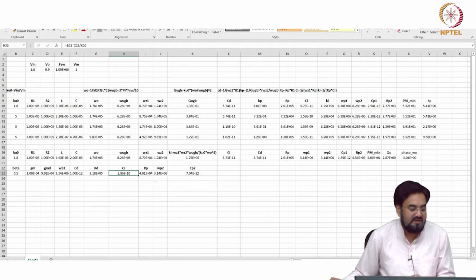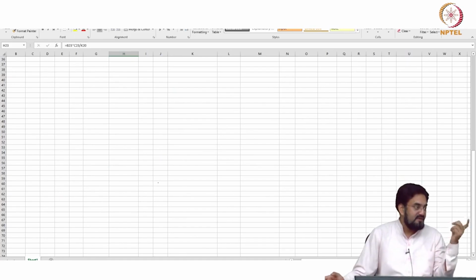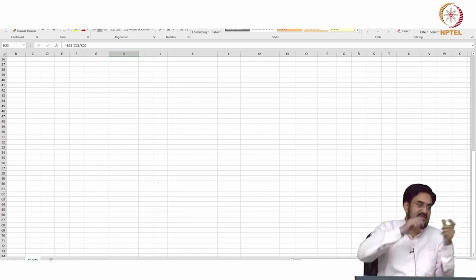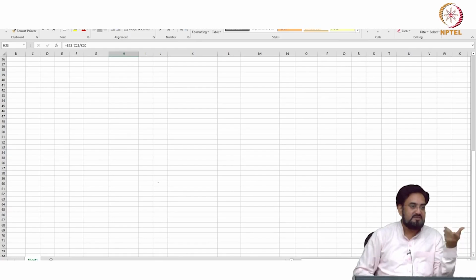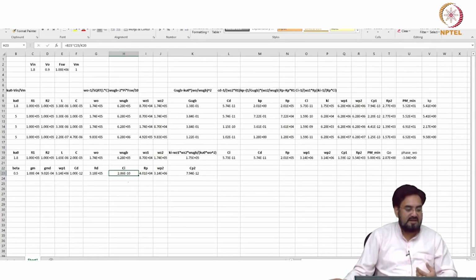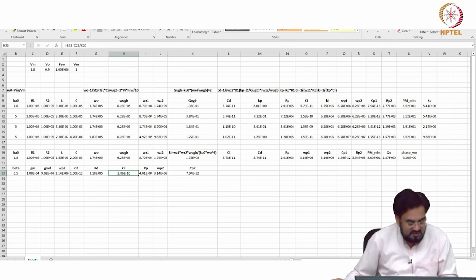We already saw that when we designed the PI, that cap was much larger, because we are choosing a higher GM. If I lower the GM, let's say I make it instead of 110, then this will become 28.6 picofarad, but then the issue will be the offset. So that's why we don't choose it too low.